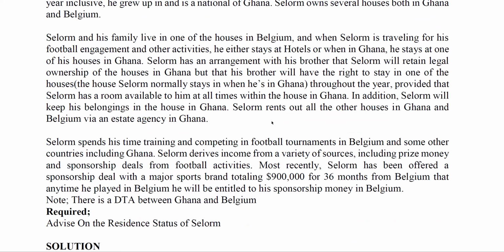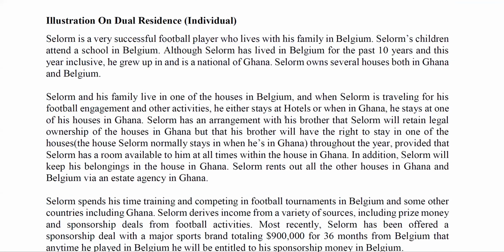Now, Selom spends his time training and competing in football tournaments in Belgium and some other countries, including Ghana. Selom derives income from a variety of sources, including prize money and sponsorship deals from football activities. Most recently, Selom has been offered a sponsorship deal with a major sports brand totaling $900,000 for 36 months from Belgium, so that anytime he played in Belgium, he will be entitled to his sponsorship money in Belgium. Note, there's a DTA between Ghana and Belgium. Advice on the resident status of Selom. Yes, my people. So this is where we express ourselves.